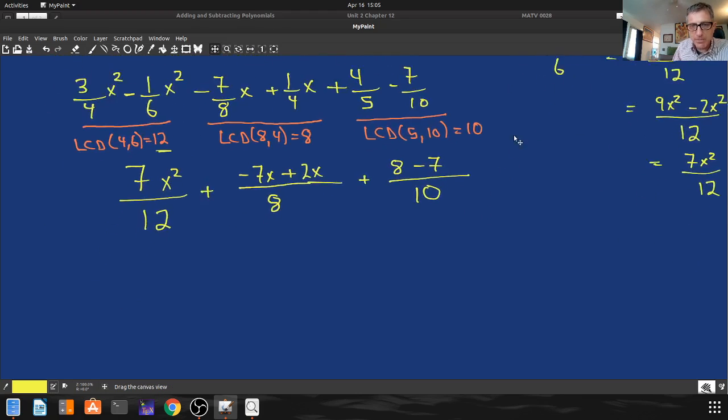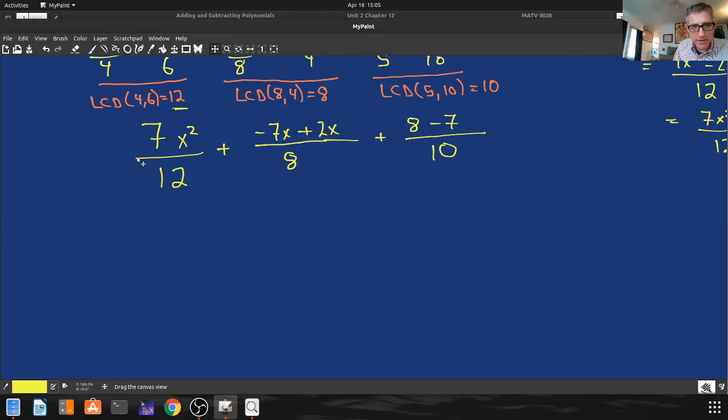Now I'm ready to combine everything. I actually already did the first term. So this is 7x squared divided by 12, or 7/12 x squared. It doesn't matter. This is minus 7x plus 2x, so this is minus 5x over 8. And this is 8 minus 7 over 10. So that's 1/10.